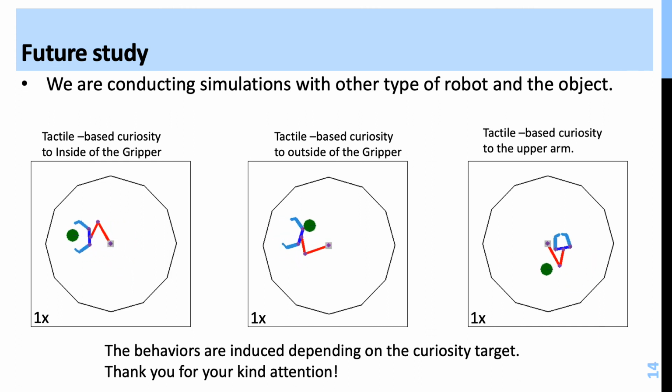For example, now we are conducting this type of simulation with another type of robot and object. Do you think that the behaviors look to be induced depending on the curiosity target?